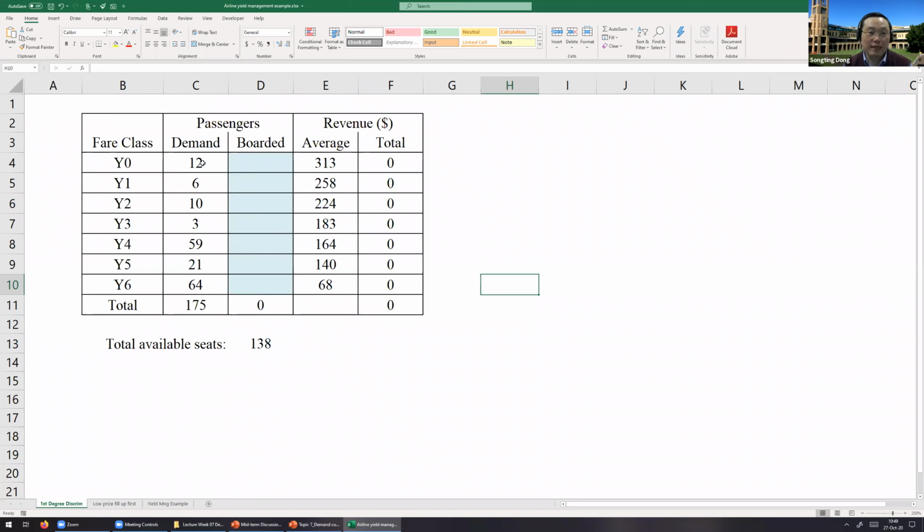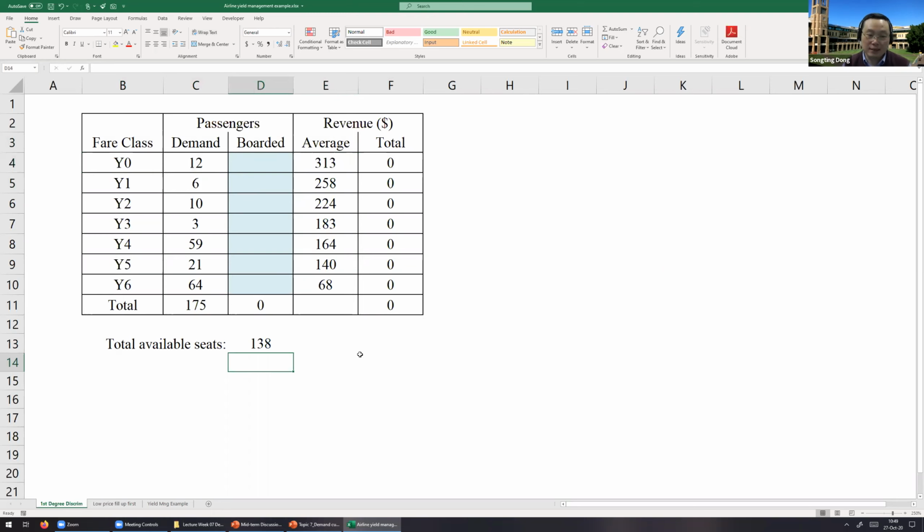So let's say we have a plane to fill, and there are different categories. And the demand is over here for each category. For example, Y0 is 12, then Y1 is 6, etc. For each class, we have a revenue.